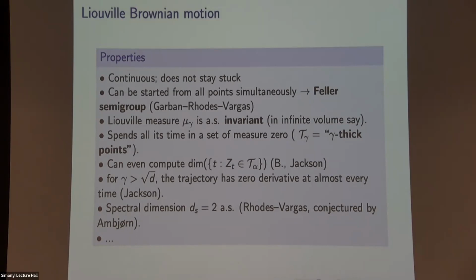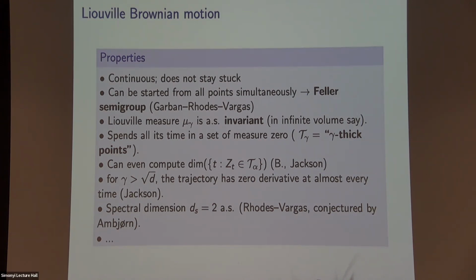Another very nice thing, proved in this paper by Garban, Rhodes, and Vargas, is that it actually makes sense to almost surely start the trajectory from all points of R² or the domain simultaneously. In particular, you can talk about this as a Markov process. It really has a semigroup, and actually it's a Feller semigroup. So you can ask about invariant measures for this process, and it turned out the Liouville measure constructed a few slides before is almost surely invariant, let's say in infinite volume.